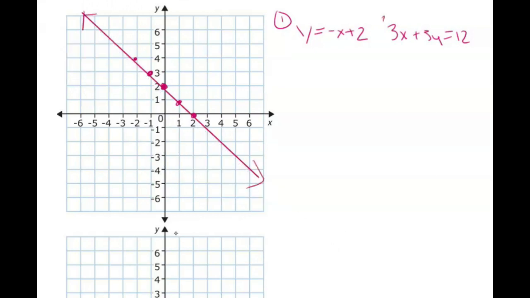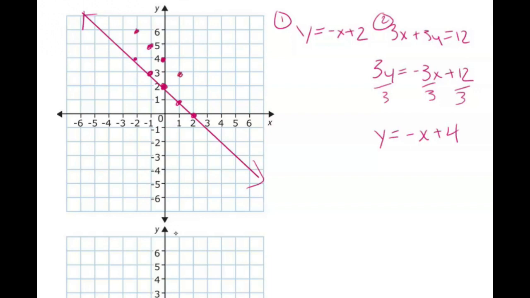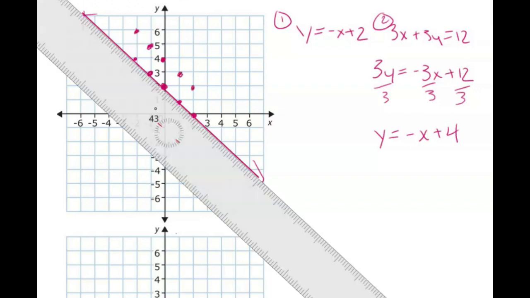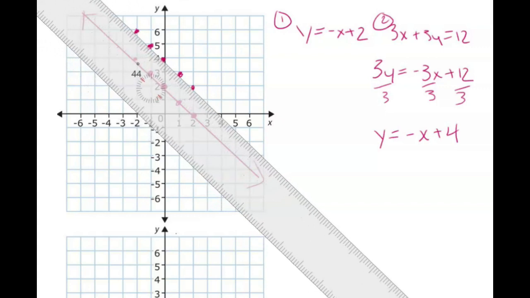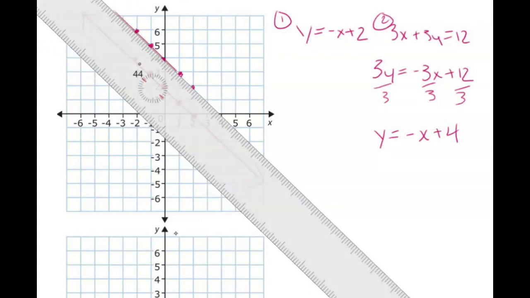All right, equation number 2, it's not in y-intercept form, so let's do that. 3y is going to equal -3x plus 12. And then remember, I have to divide everybody by 3 here. Just in case you forget, y equals -1x plus 4. All right, so let's graph this up here at 4. I'm going to go up 1 and over 1, up 1 and over 1, down 1 and over 1, down 1 and over 1. Get your straight edge.